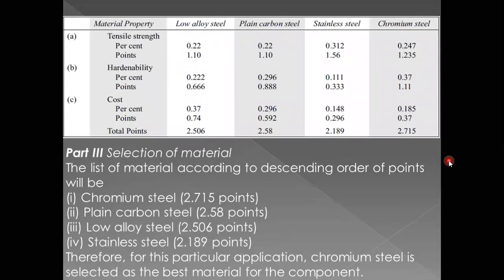Part 3 is selection of material. The list of material according to descending order of points will be: first is chromium steel with 2.715 points. Second is plain carbon steel with 2.58 points. Third is low alloy steel with 2.506 points. And fourth one is stainless steel with 2.189 points. Therefore, for this particular application, chromium steel is selected as the best material of the component.